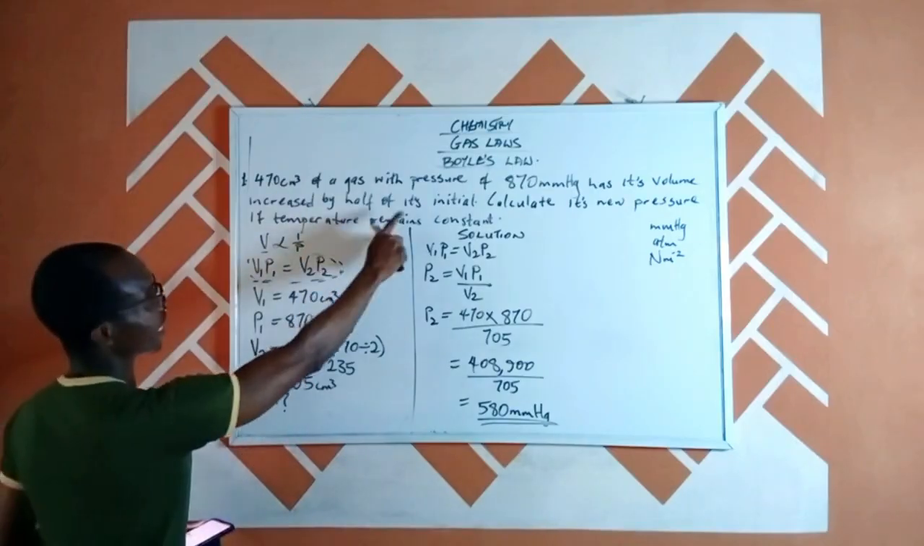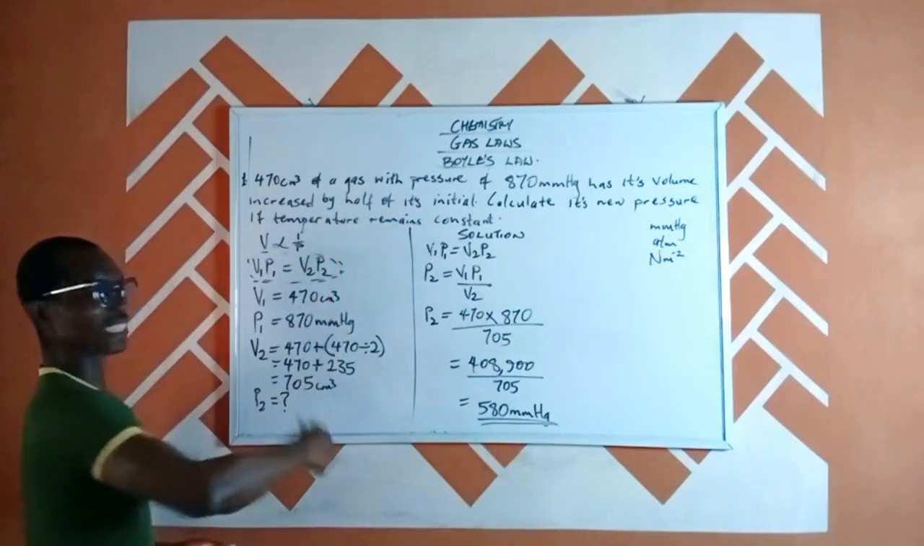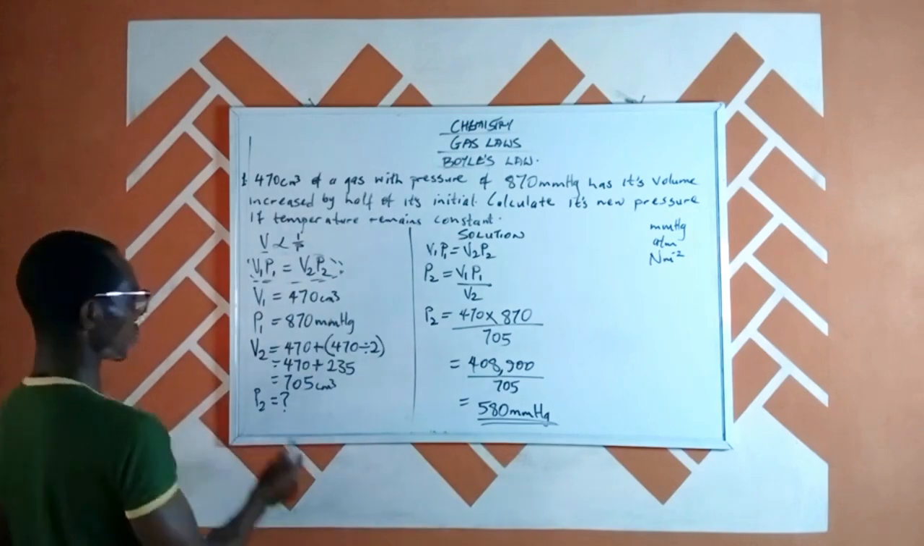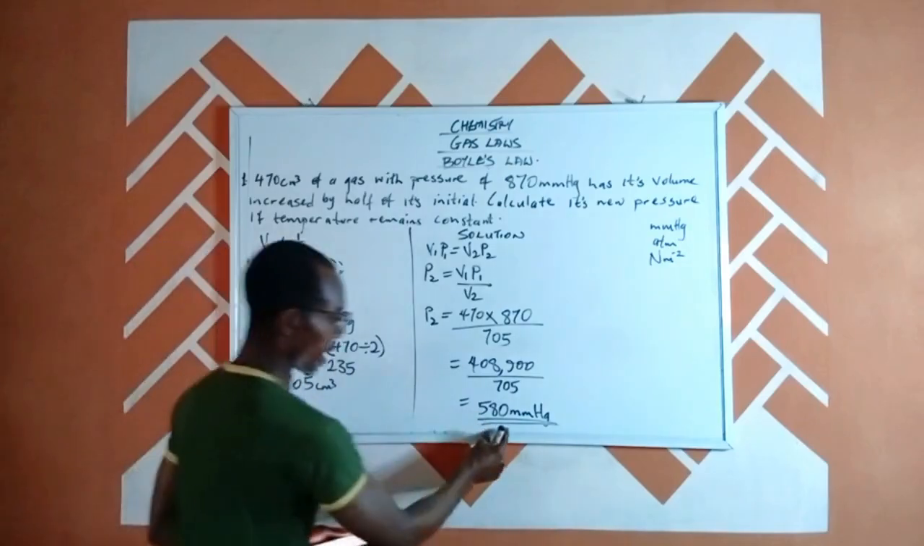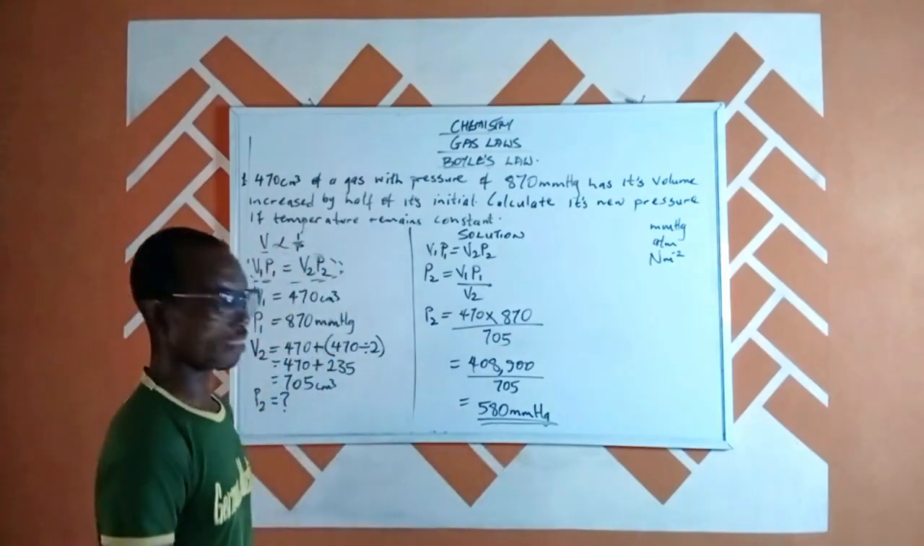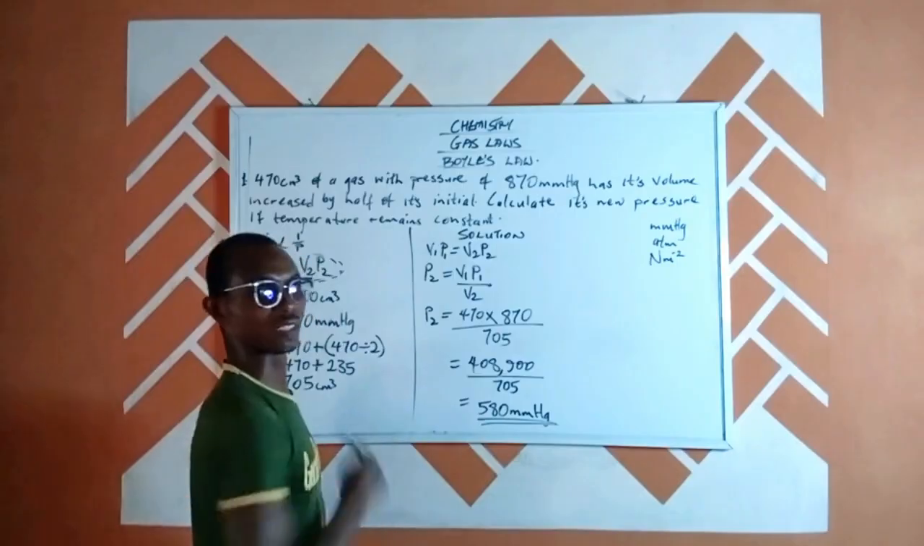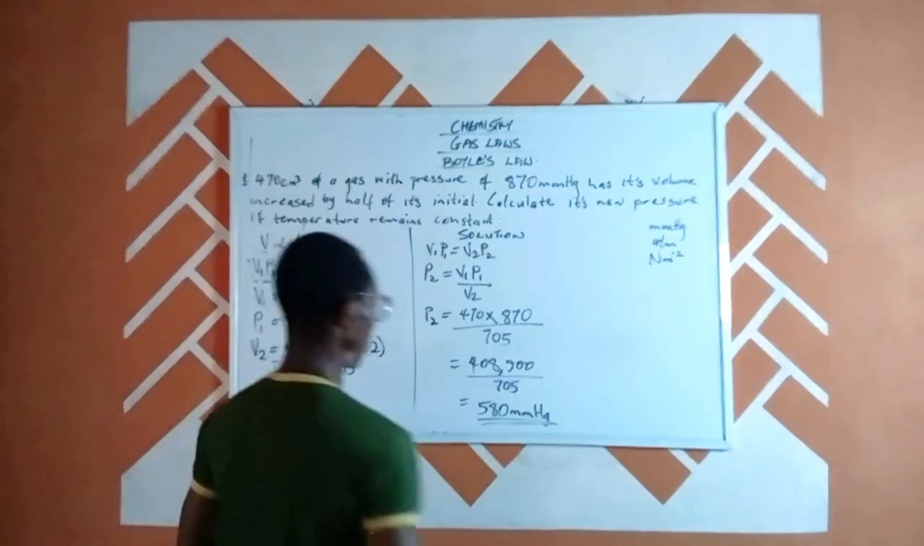That is what you are saying here. In Boyle's law, it is an inverse proportionality. So our pressure decreased from 870 to 580 millimeter mercury. So that is about Boyle's law. Let us take one or two more examples.